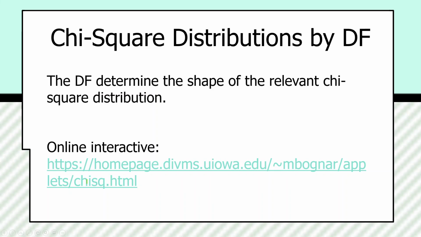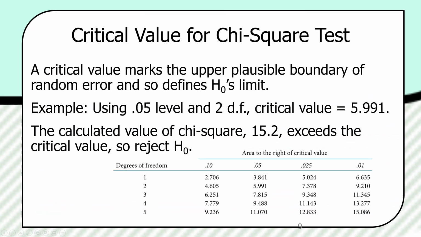Just to review, a critical value marks the upper plausible boundary of random error and so defines H0's limit. So just look at it that way. The null hypothesis gets all the territory between 0, which the null hypothesis said we should have gotten as a calculated value of chi-square, and the critical value, and the critical value depends on the number of degrees of freedom. Example, using the 0.05 level and 2 degrees of freedom, the critical value, as we just saw, is 5.991. The calculated value of chi-square, 15.2, exceeds the critical value, so we reject the null hypothesis.